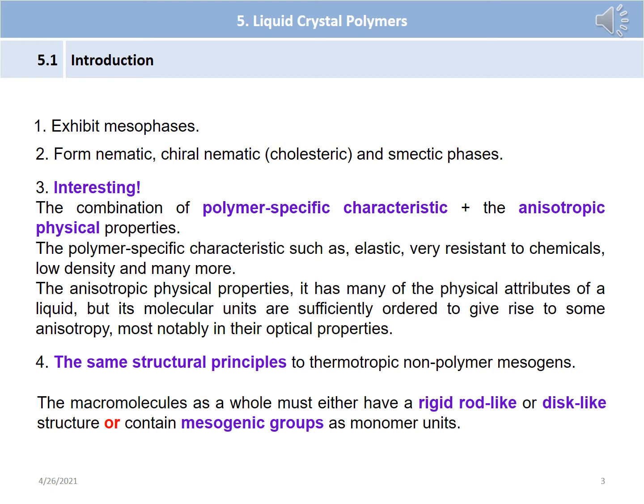The anisotropic physical properties: it has many of the physical attributes of a liquid, but its molecular units are sufficiently ordered to give rise to some anisotropy, most notably in their optical properties. The types of materials showing liquid crystalline behavior in polymer liquid crystals follow structural principles similar to the thermotropic non-polymeric mesogens. The rigid part and anisotropy in molecular shape, which account for the existence of the liquid crystal mesophases in thermotropic non-polymer mesogens, also apply to the polymeric materials. The macromolecules as a whole must either have a rigid rod-like or disc-like structure, or contain mesogenic groups as monomer units in order to exhibit liquid crystalline properties.